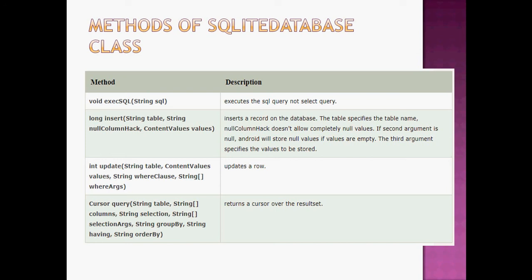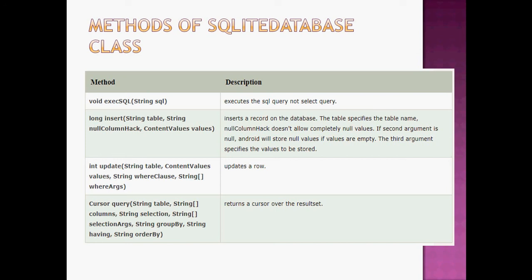The table specifies the table name. And nullColumnHack does not allow completely null values. So if the second argument is null, it means Android will store null values as empty. If the value is empty, it will store it as a null value. And the third argument is values.